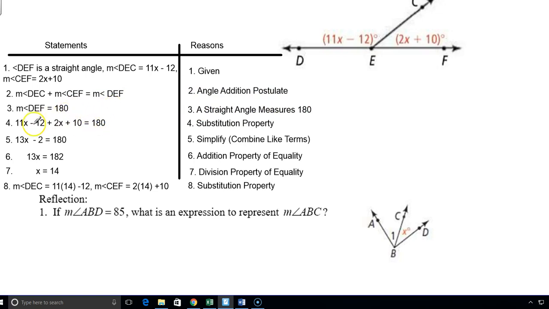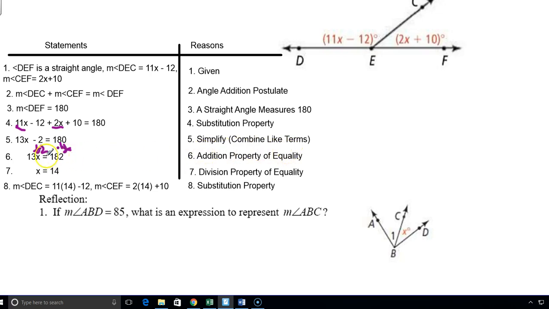So we substitute in, look at our like terms. What do we have here? 11x and 2x. And then we've got minus 12 plus 10. 11x plus 2x is 13x. Negative 12 plus 10 is negative 2. That's simplify. We're combining like terms. How do we move from step 5 to 6? Well, we add 2 to both sides. So plus 2, plus 2. We're left with 13x equals 182.